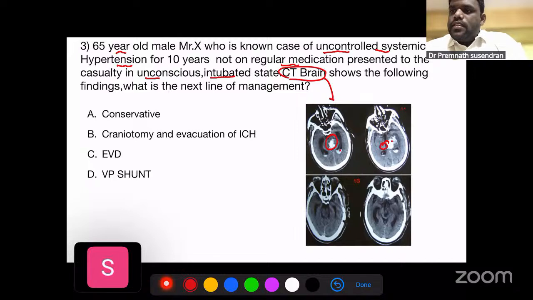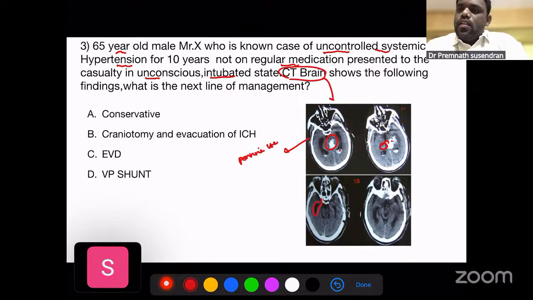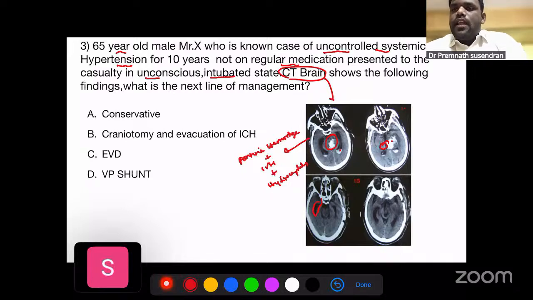Because of the IVH, CSF absorption is hampered, and the patient developed hydrocephalus. So the patient has a pontine hemorrhage with IVH and hydrocephalus. The patient comes in an unconscious and intubated state, which means his GCS is very poor. The general condition is very poor, so the prognosis of the patient is very low.